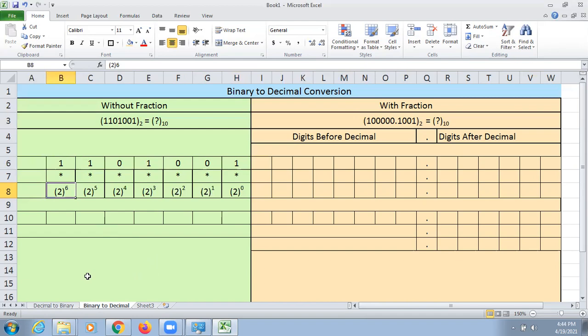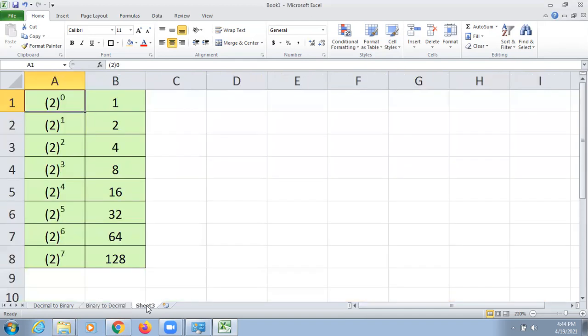For this, you can learn this table simply. 2 raised to power 0 is 1. Any number raised to power 0 is always 1, irrespective of whatever the number. 3 raised to power 0 is also 1, 4 raised to power 0 is also 1, 5 raised to power 0 is also 1. Next, 2 raised to power 1 is 2. 2 raised to power 2 means 2 multiplied by 2, which is 4.